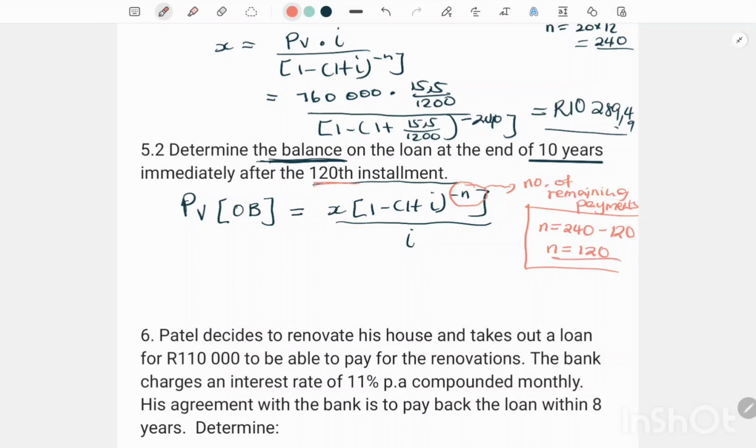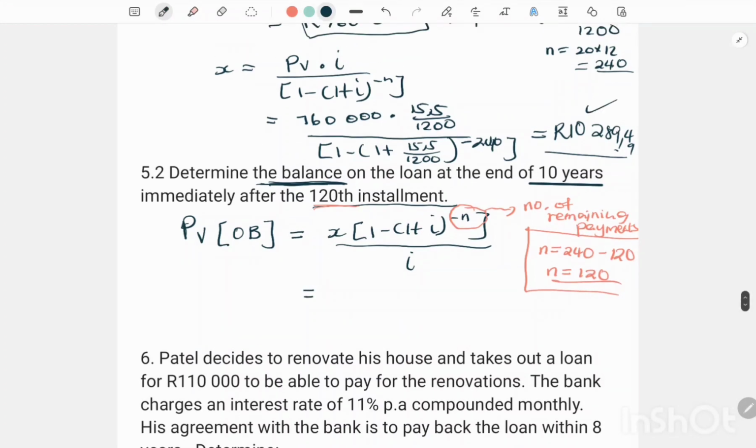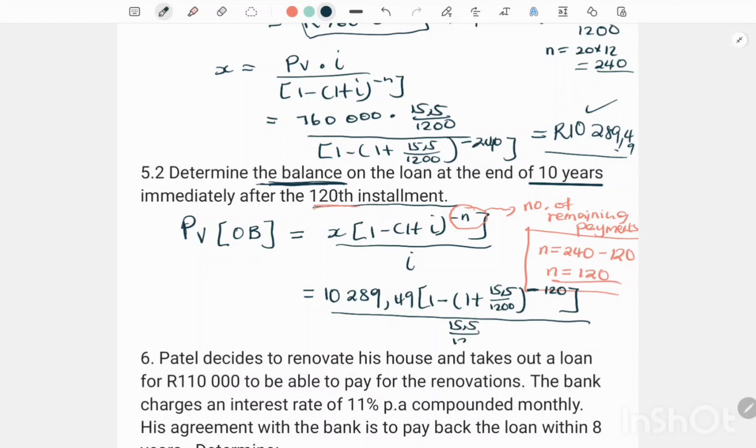120. Then your x, you use the very same x, remember, it's the same thing. So it's going to be 10,289.49 multiplied by 1 minus (1 plus the interest, 15.5 over 1.2) exponent negative what? Negative 120, all over 15.5 over 1.2.